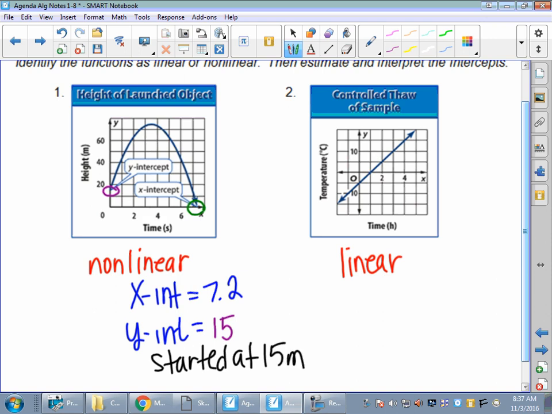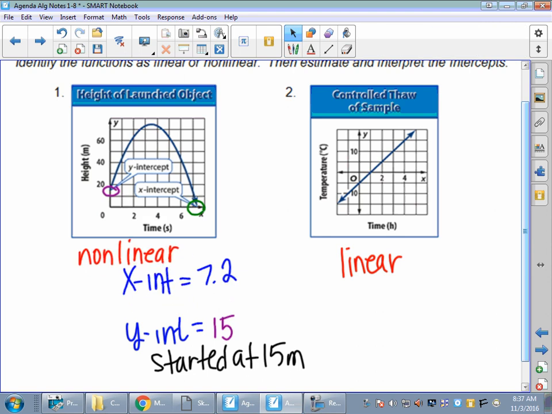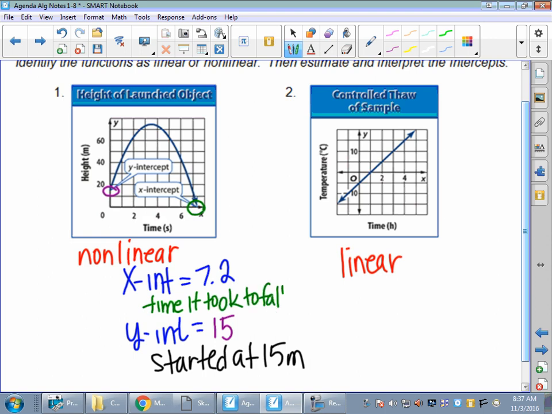What does the x-intercept mean? The x-intercept is where your x-axis is, or the graph intersects your x-axis. If that's at 7.2, notice what's the height at 7.2 seconds? 0, right? So that's the time it took to fall down. How about that? To fall down. To hit the earth again, to come back, to drop to 0 height.